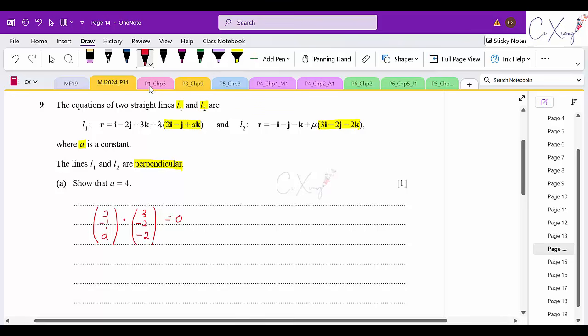Okay, so dot product means that you multiply x with x. 3 times 2 is 6. Y multiplied with y, you are having 2. Then z multiplied with z, you are having negative 2a. That equals 0. So from here, very easily, you can get the value a equals 4.